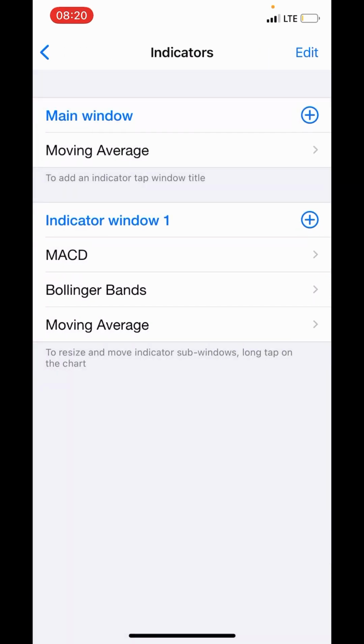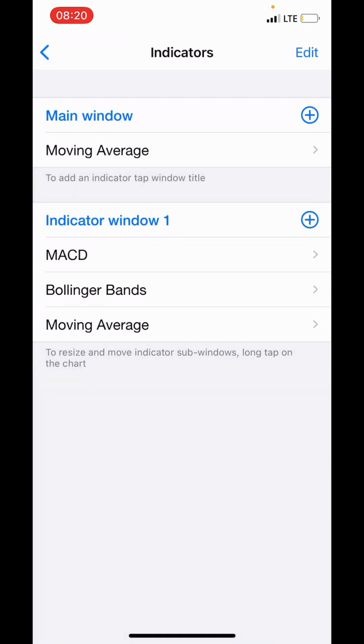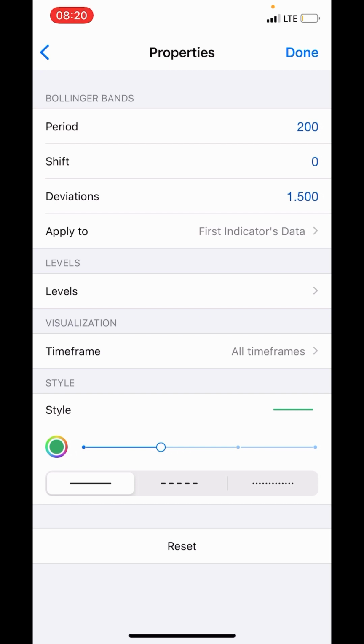Now you go in to add the MACD, which is on the indicator window 1. Fast EMA 13, slow EMA 21, the MACD SMA is 9. Apply to close. There are no levels. When you're done, you click on done, you go back. Now the Bollinger Bands. You're seeing that the period of the Bollinger Bands is 200. The shift is 0. Deviation is 1.5.